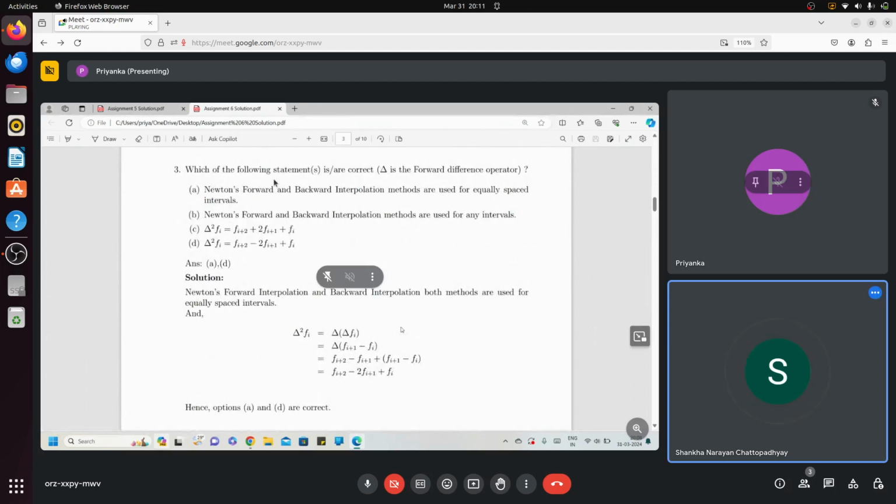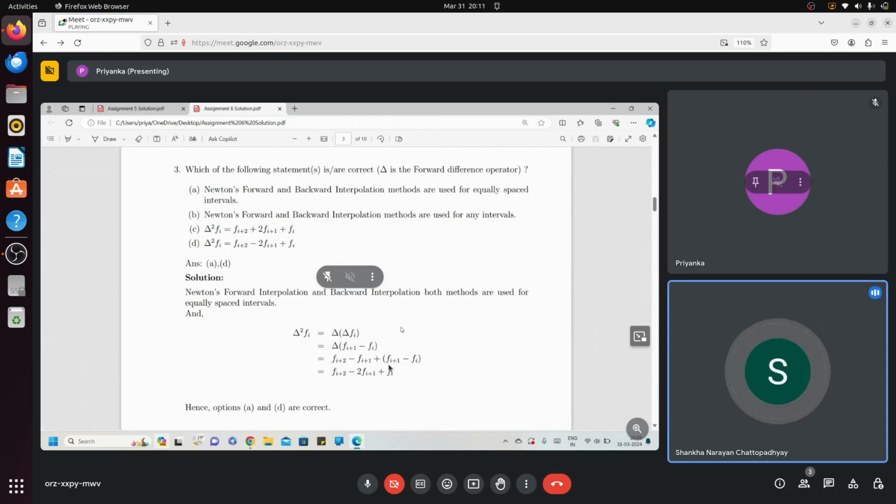See, Newton's forward and backward interpolation methods are used for equally spaced intervals. True. Newton's forward and backward interpolation methods are used for any intervals? No. False. Delta square f_i is not correct. Delta square f_i is f(i plus 2) minus 2 f(i plus 1) plus f_i. First you compute delta f_i. Delta f_i is f(i plus 1) minus f_i. Next once again compute delta f_(i plus 1), f_(i plus 2) minus f_(i plus 1).